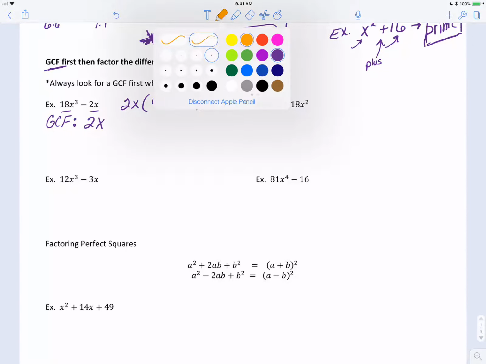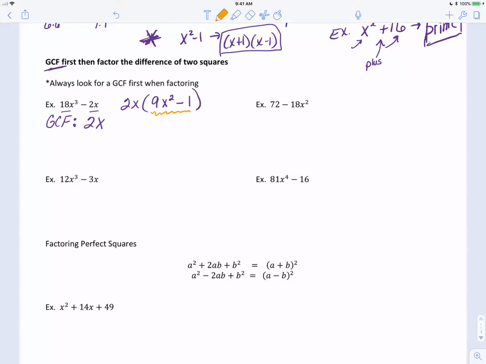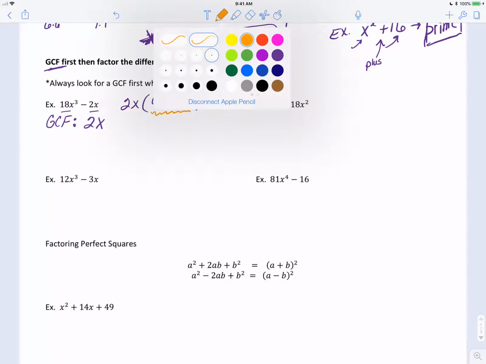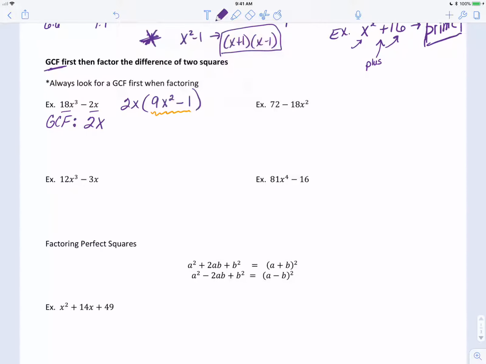But we need to always pay attention to what we have left. Can that be factored some more once I take that GCF out? Well, 9x squared minus 1 can be factored because this now becomes a perfect square. And 1 is also a perfect square, and it has a minus in the middle. So can you see what that would be factored as? And remember, you have to bring down that GCF as part of your answer.